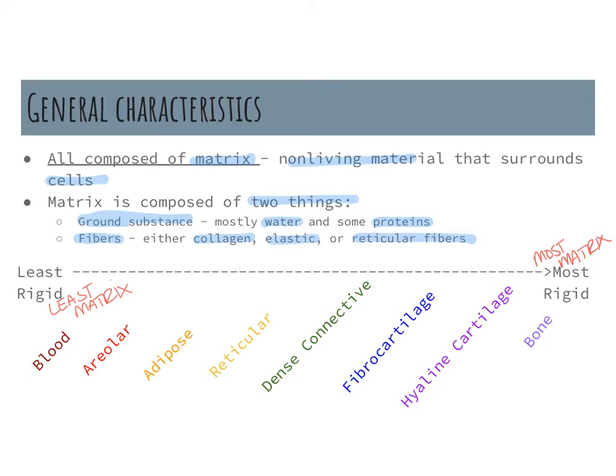So blood has the least amount of matrix, and this should make sense because blood is a liquid. So there are no fibers running through it, very few fibers running through it, so it's a liquid. And then as you increase all the way up to the most matrix, that would be bone. So if you think about how rigid bone is, that should make sense because the amount of fibers that are running through bone is very high, which makes it so rigid. And we'll talk about each of these and the amount of matrix that they have in the next coming slides.